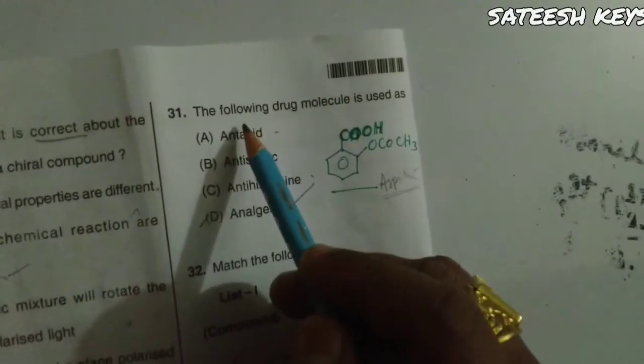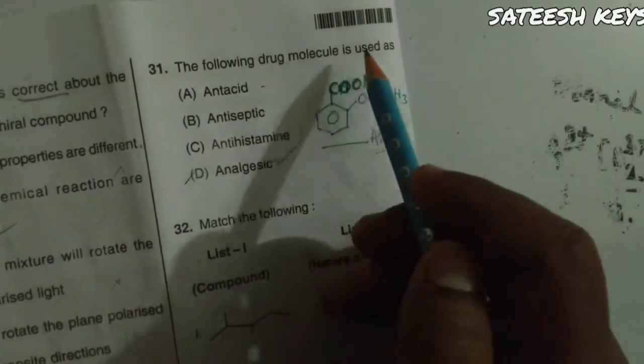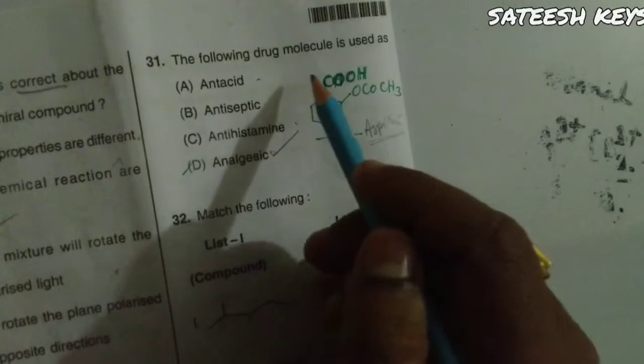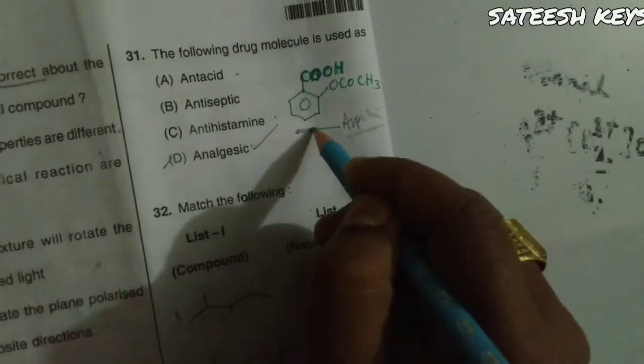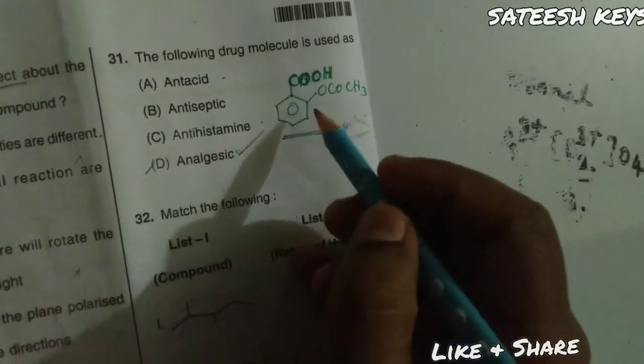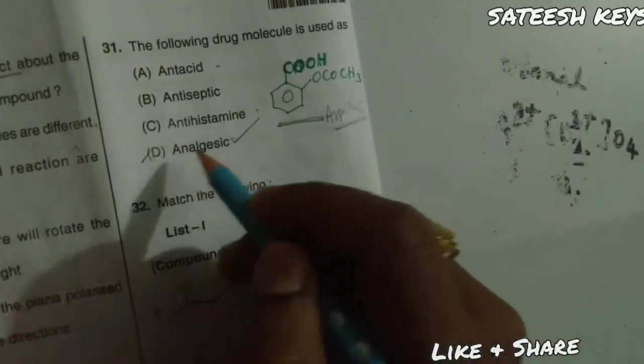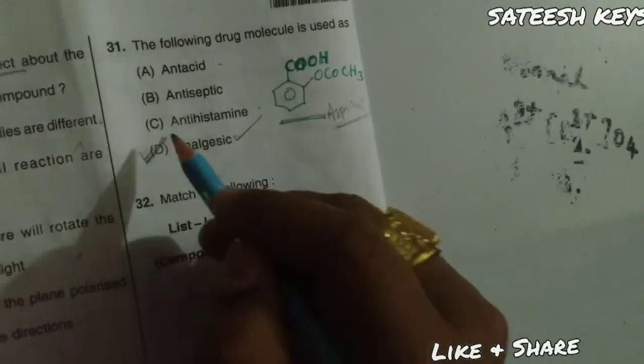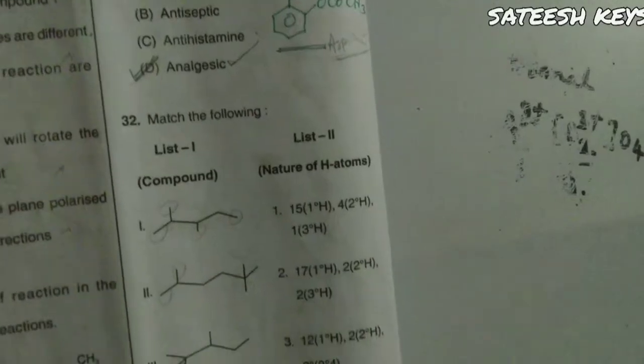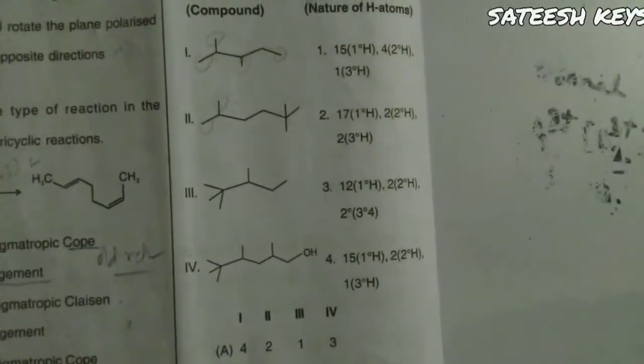Next question: which following drug molecule is used as a...? The drug molecule is not given, but we are giving this molecule. The structure of this molecule is aspirin. Generally aspirin is used as an analgesic. It reduces or decreases the pain.